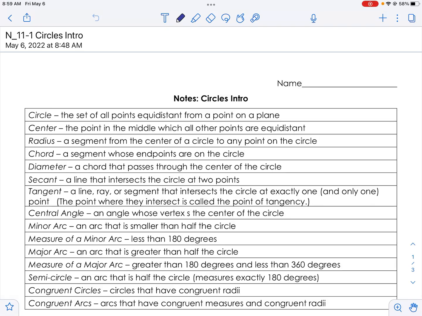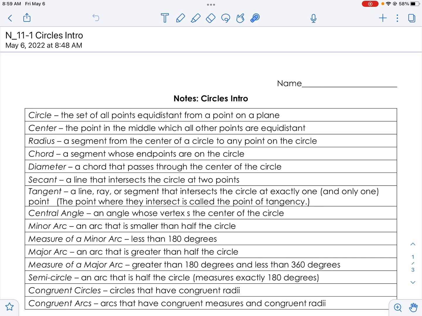It's Miss Bauer here, and today we're going to talk about circles. Now, I'm sure that you know what a circle is, and a circle technically is the set of all points that are equidistant from a point on a plane. So it's all of these points that are equidistant from that center, right? That's a circle. And the center is the point in the middle where all of the other points are equidistant.